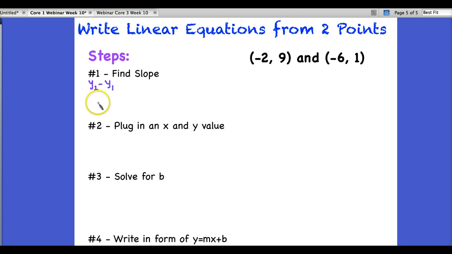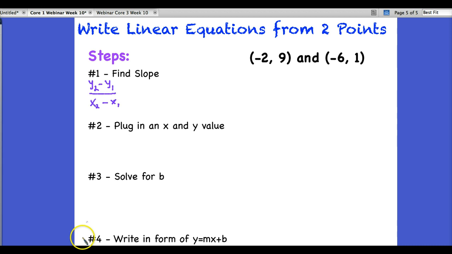Ashley, did you have a question? Perfect. See, I'm helping you. So you always want to do y2 minus y1 over x2 minus x1. And really, that's just your change in your y's over your change in your x's, right? That's how much you rose, your up and down, over how much you ran, which is your left and right.